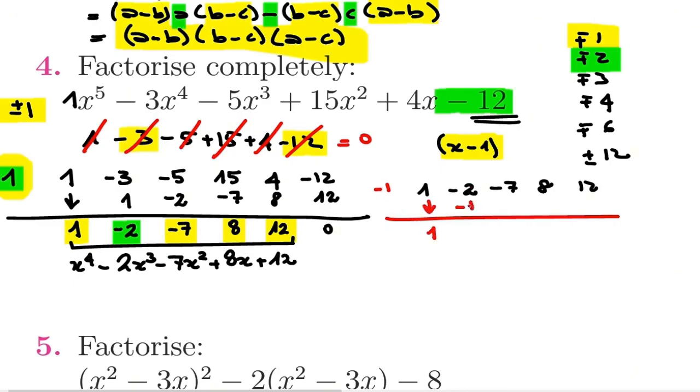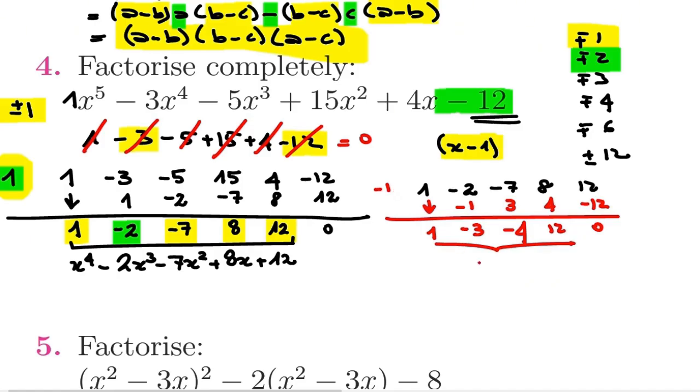We multiply. We add minus 1. Minus 3. We multiply minus 3 by minus 1. We add 3. Minus 4. We multiply minus 4 by minus 1. We add 4. 12. We multiply 12 by minus 1. We add minus 12. Now, what did we divide by here?